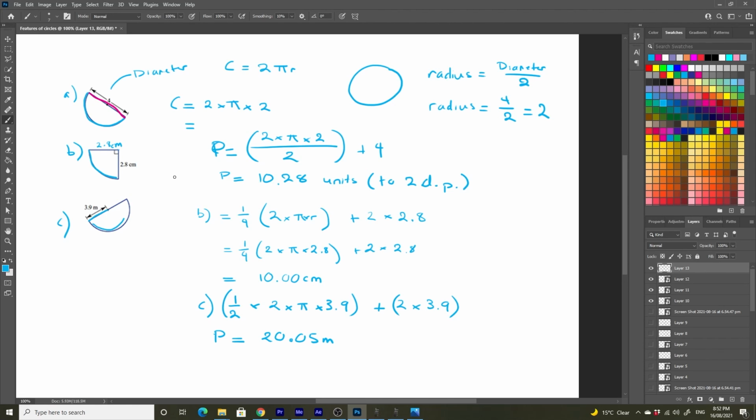So that's how you solve for the perimeter of a variety of semicircles and quadrants. I hope this helped, and I will see you in the next video.